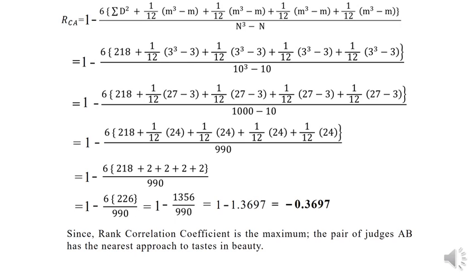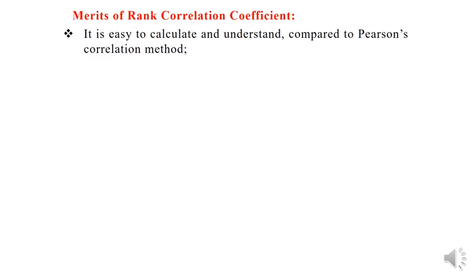Let me finish off the theoretical aspects related to rank correlation coefficient, that is merits and demerits. Let us understand them also. Merits of rank correlation coefficient. It is easy to calculate and understand compared to Pearson's correlation method. You have worked out problems under both methods. You know which method is simpler, easy. Therefore, rank correlation coefficient is comparatively easier than Karl Pearson's correlation coefficient and other methods.